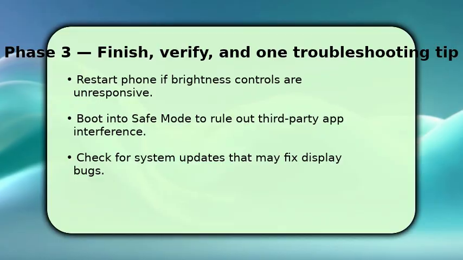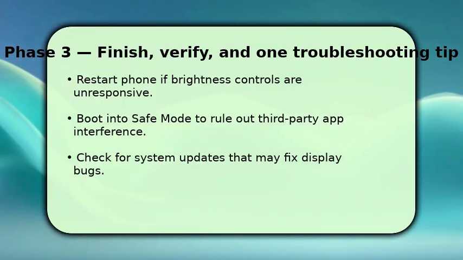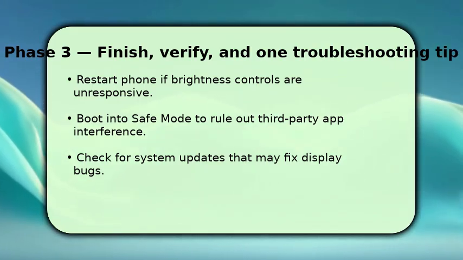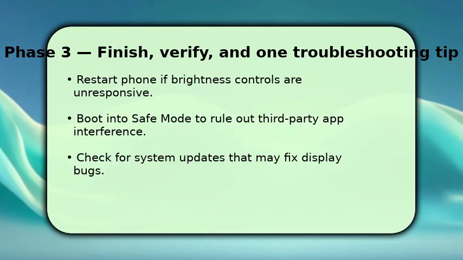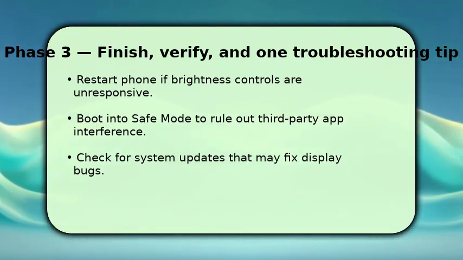If problems persist, boot into safe mode to see if a third-party app is overriding brightness settings. Also check Settings > Software update. Manufacturers sometimes release fixes for display issues. Key troubleshooting tip: if the sensor seems wrong, clean the top bezel gently and test again. Dirt can fool the ambient light sensor.